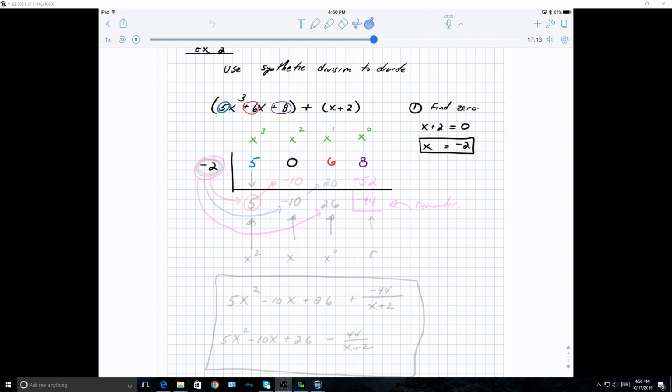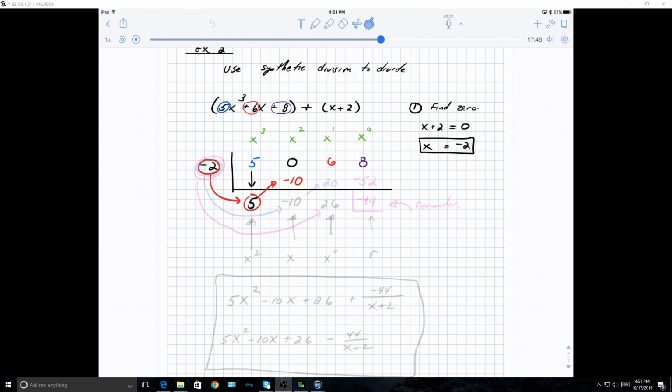So here's how the process works, and I should probably just use black. In the first case, we always bring it down. Okay? Then what we do is we multiply, what color can I use? I guess I'll use red. We multiply the negative 2 times the 5, and then we place that value, that product, up in here. So that would be negative 10.